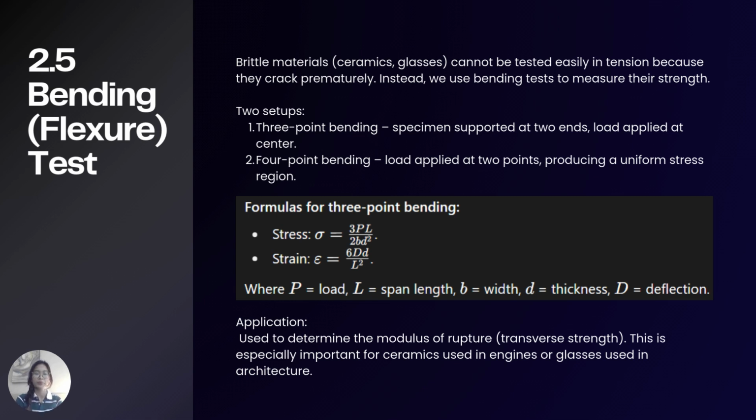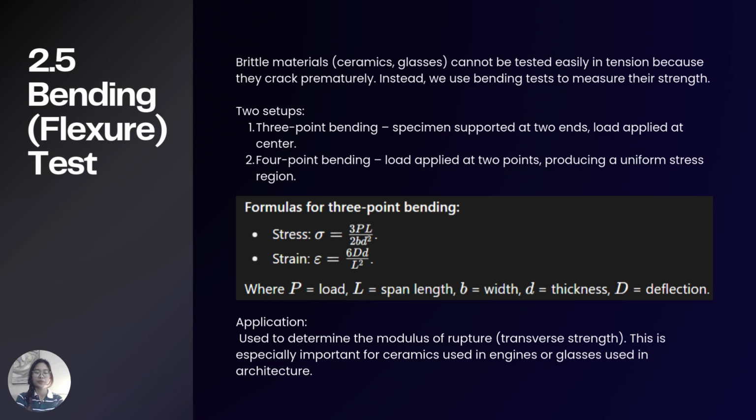2.5 is about the bending or flexure test. Bending tests are especially used for brittle materials like ceramics, glasses, and some composites, because these materials fracture suddenly in tension and are difficult to test in a standard tensile setup.